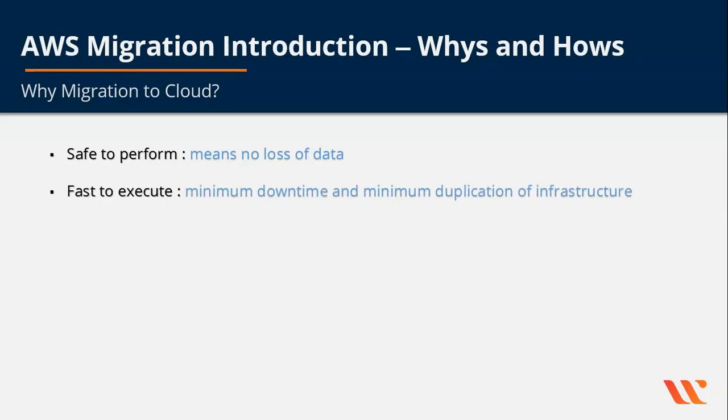A migration should be fast to execute. That means minimum downtime and minimum duplication of infrastructure. The downtime means there's a loss to business, and that should not be happening, or that should be minimized. And while you are migrating from your in-house infra to the AWS infra, at the same time you'd be having two copies of the infra, and you'd be paying for that much. So you should minimize the duplication of infrastructure in that case.